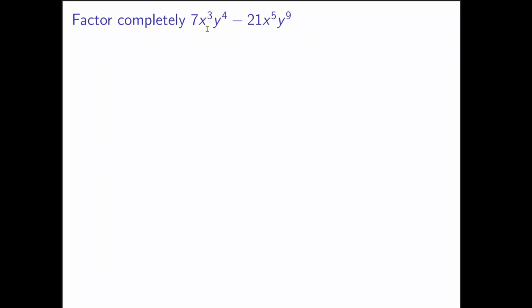We factor 7x to the third y to the fourth minus 21x to the fifth y to the ninth. This x to the third, just a friendly reminder, would mean x times x times x. So we could read this first term, the term before the minus sign, as 7 times x times x times x times y times y times y times y. You can do the same kind of thing with the term after the minus sign, but maybe since the exponents are bigger numbers, I won't read that out.